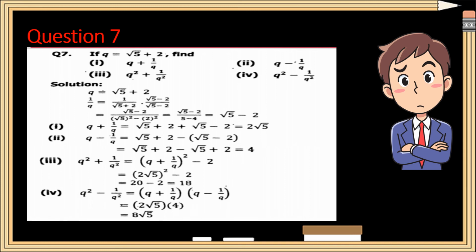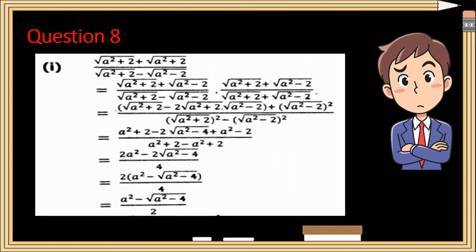In part number 3, you have to find q square plus 1 over q square. So it can be written as q plus 1 over q whole square minus 2. You are using the formula of a plus b whole square. Now replace the values. Q plus 1 over q is written as 2 square root of 5, which will be whole squared, minus 2. So 2 square will give you 4 into 5. 5 is with the square root, so the square root will be cancelled. 4 into 5 will give you 20 minus 2. 20 minus 2 is 18. Part number 4 is quite similar to part number 3. You will do it yourself.